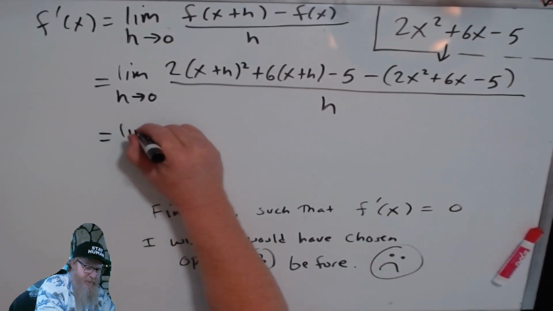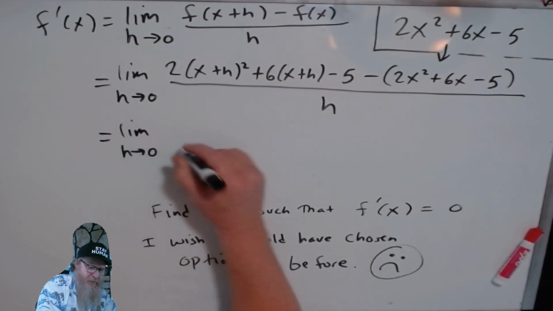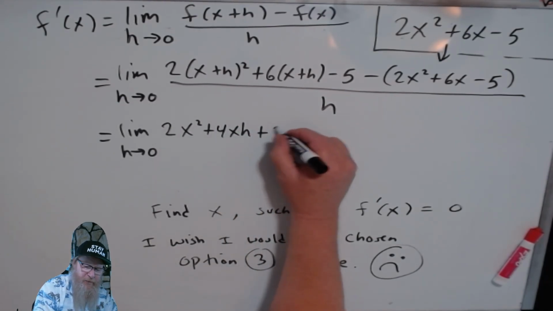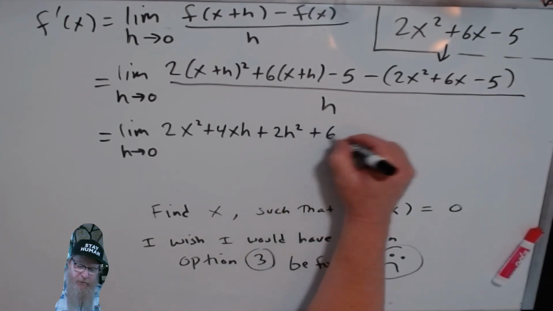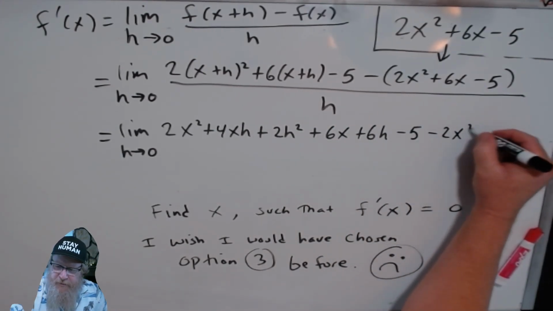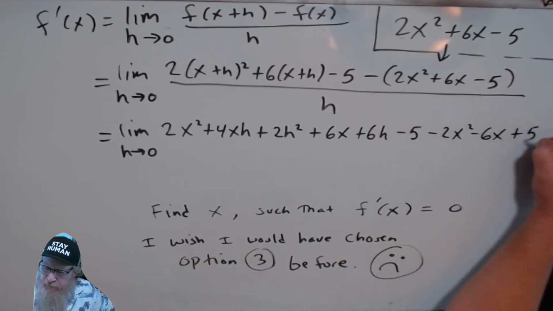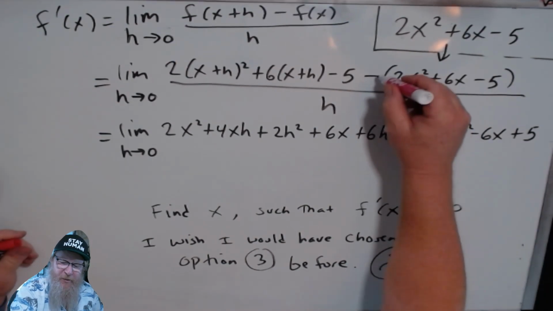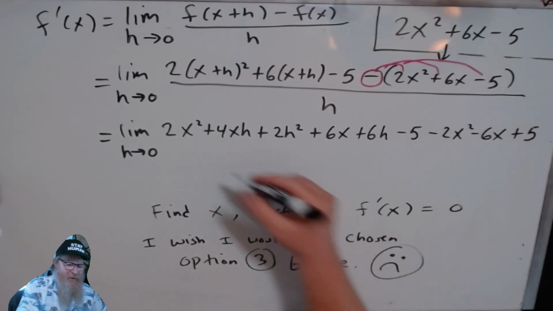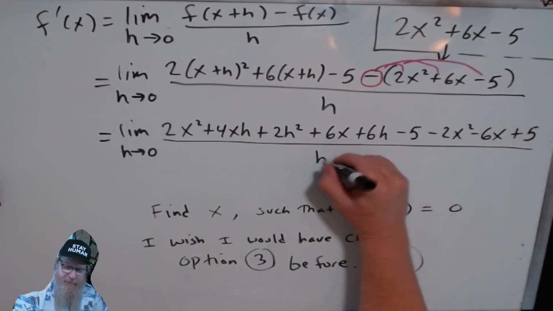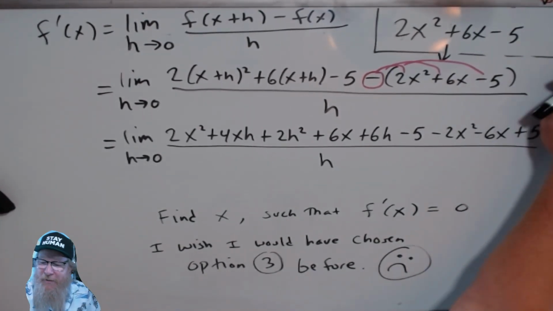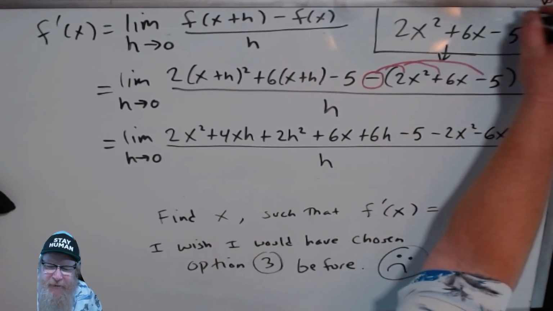So that's the limit as h approaches 0 of 2x squared plus 4xh plus 2h squared plus 6x plus 6h minus 5 minus 2x squared minus 6x plus 5. Again, we've been doing this a lot. By the time you get this far in the homework, you hopefully will be an expert at that process. I intentionally use a lot of repetition, because seeing something once is typically not enough in this business.